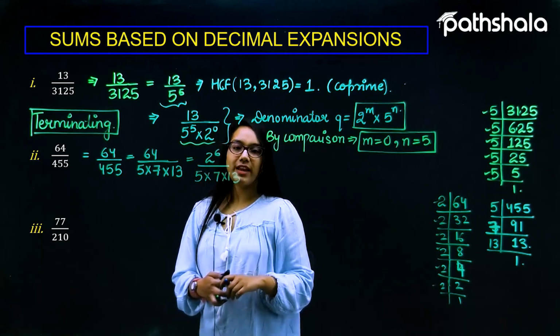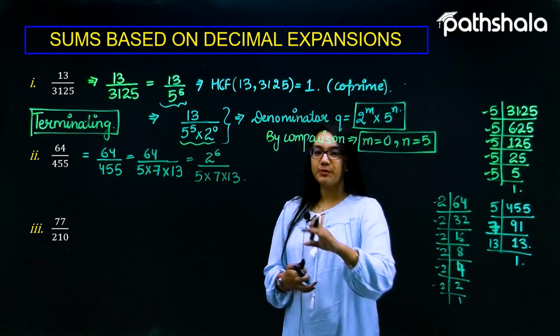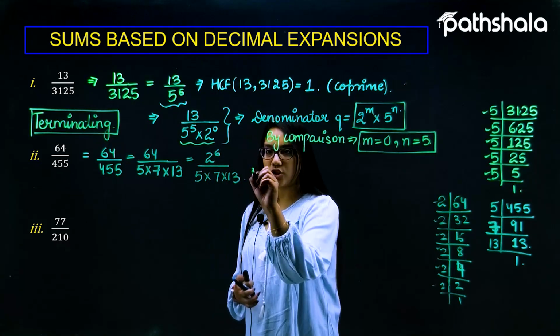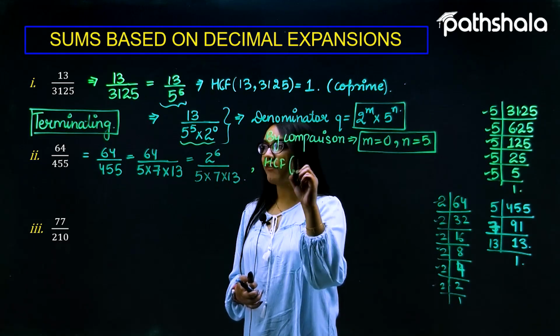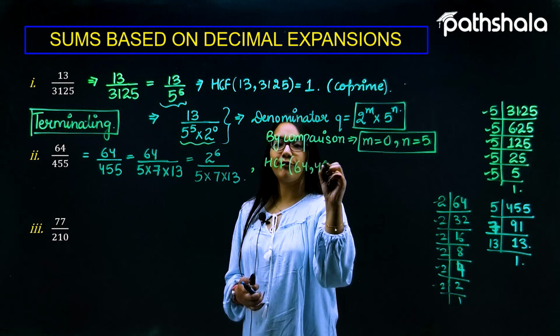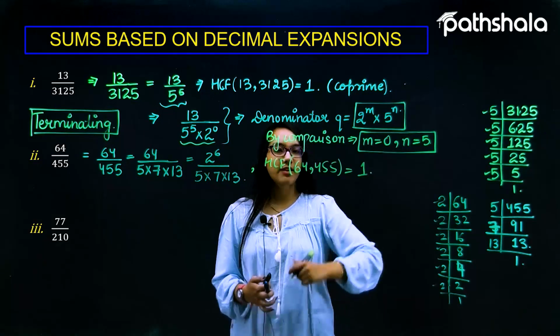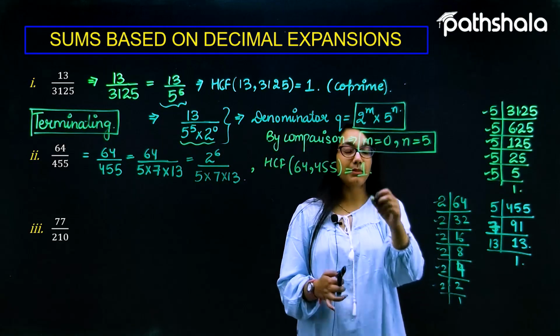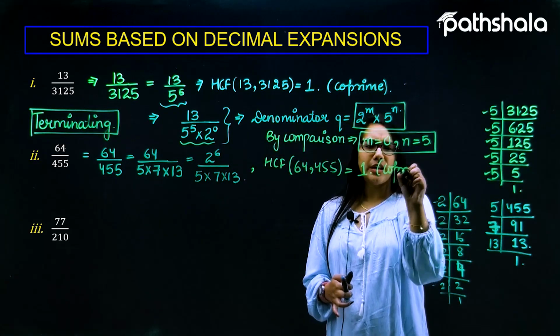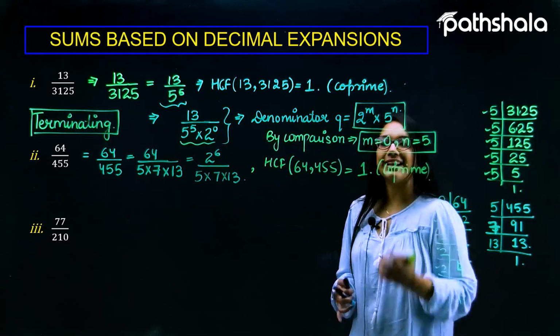First of all we can see from this expression that the highest common factor of 64 and 455 is 1. The highest common factor is 1, which means the first condition is satisfied, they are co-primes. But let's move on further toward the second condition.